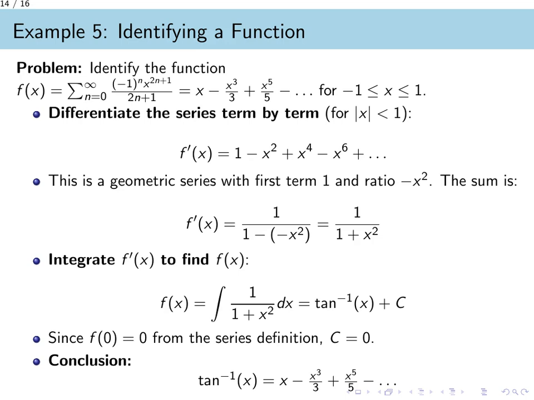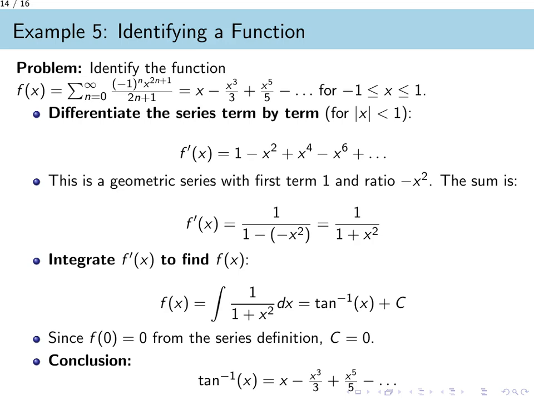This resulting series is 1 minus x squared plus x to the fourth, and so on. We can recognize this as a geometric series with a first term of 1 and a common ratio of negative x squared. The sum of this series is 1 over the quantity 1 plus x squared. Now that we have a simple expression for the derivative, we can integrate it to find the original function f of x. The integral of 1 over the quantity 1 plus x squared is the inverse tangent of x, plus a constant of integration, c.